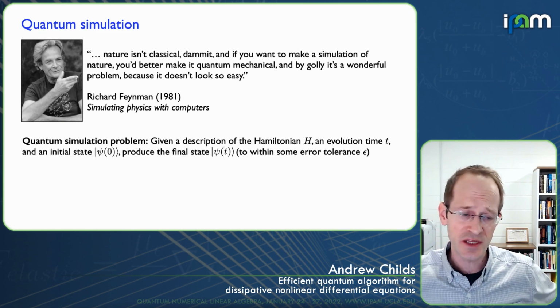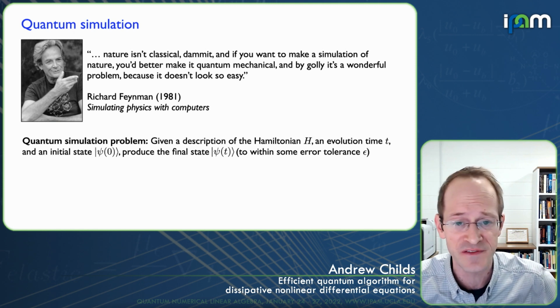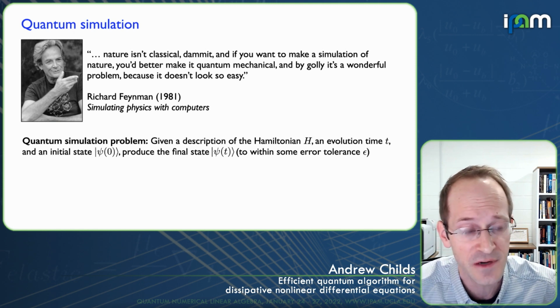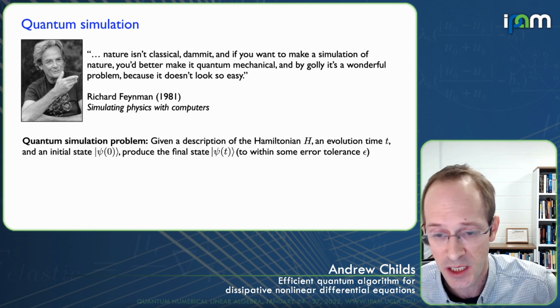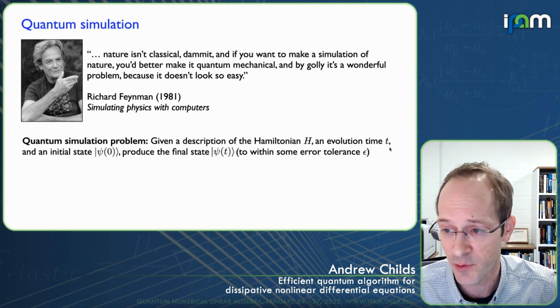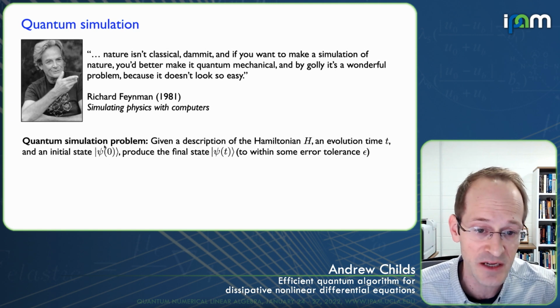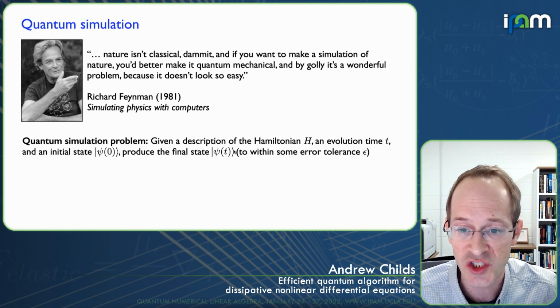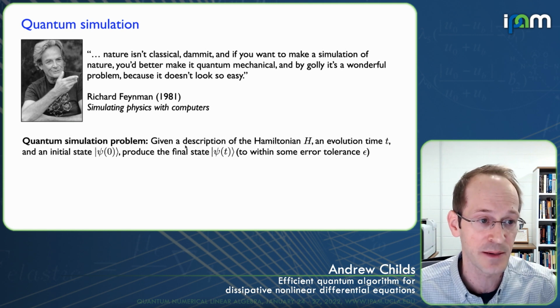In the quantum simulation problem, the problem of simulating the dynamics of closed quantum systems, we're given some kind of description of the Hamiltonian of a quantum system. We have some time we want to evolve for. We have a copy of the initial state, and our goal is to produce a copy of the final state in the memory of our quantum computer.